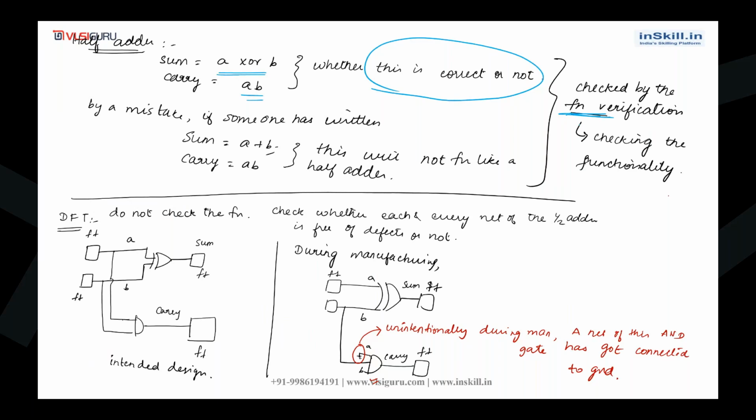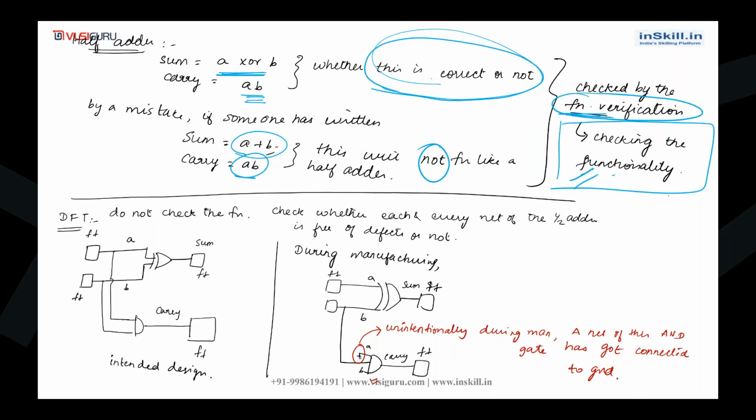They will be checking the functionality. So by mistake, if someone has written sum is equal to A plus B, carry is equal to AB, then it will not function like a half adder. These things are what will be checked by the functional verification team. They will be checking the functionality.